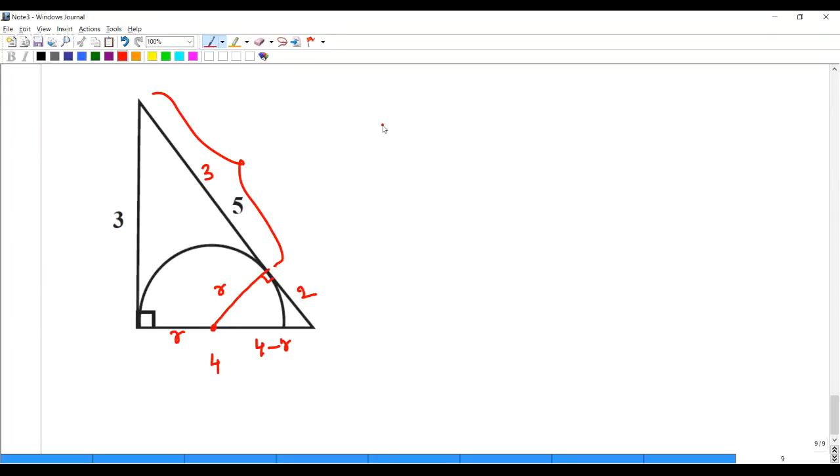So I would say r square plus 2 square, which is 4, is equal to (4 minus r) square, which is 4 square plus r square minus 8r. R you cancel it. 8r is equal to 12. R is equal to 3 by 2. So that's how we do it. Next, 61, if you look at.